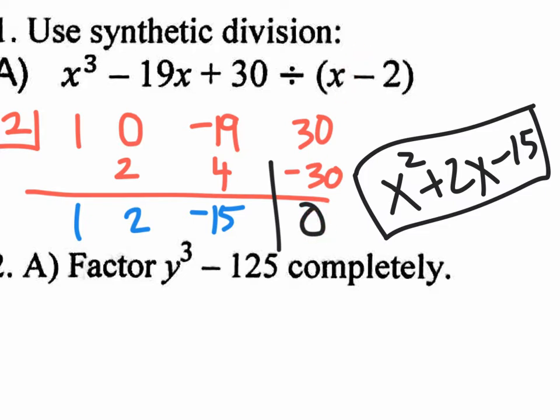Now, if I would have had a remainder, I would put the remainder over the original divisor. So like, let's say I would have had a 1 right here. I would have put at the very end plus 1 over x minus 2. But we don't have a remainder. The remainder was 0, so that's just our answer.